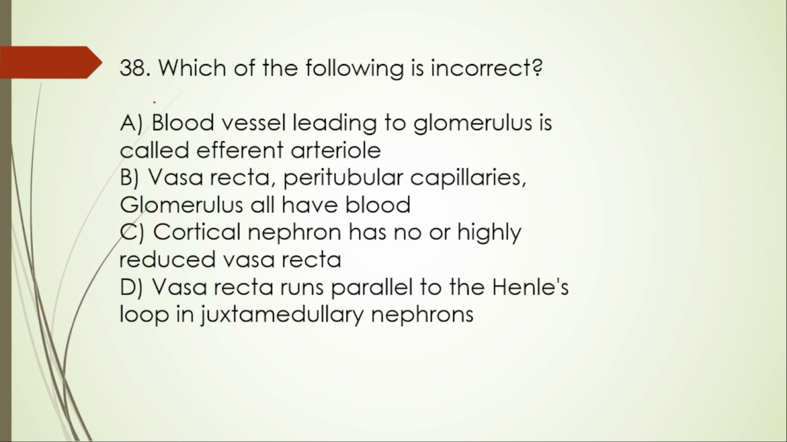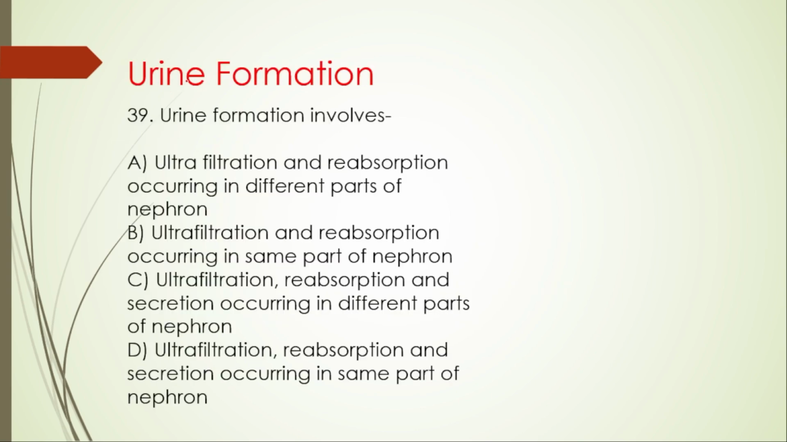Next, 38th one, which of the following is incorrect? He is asking which is incorrect. Blood vessels leading to glomerulus are called afferent arteriole. The blood vessels leading into the glomerulus is the afferent arteriole. The afferent arteriole is a vessel that carries blood away from the glomerulus. So this one itself is wrong here. So 38th right option is A.